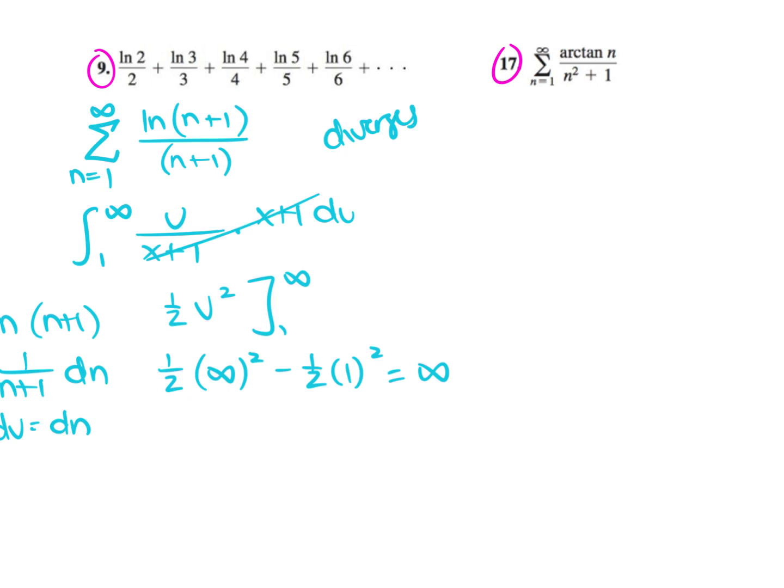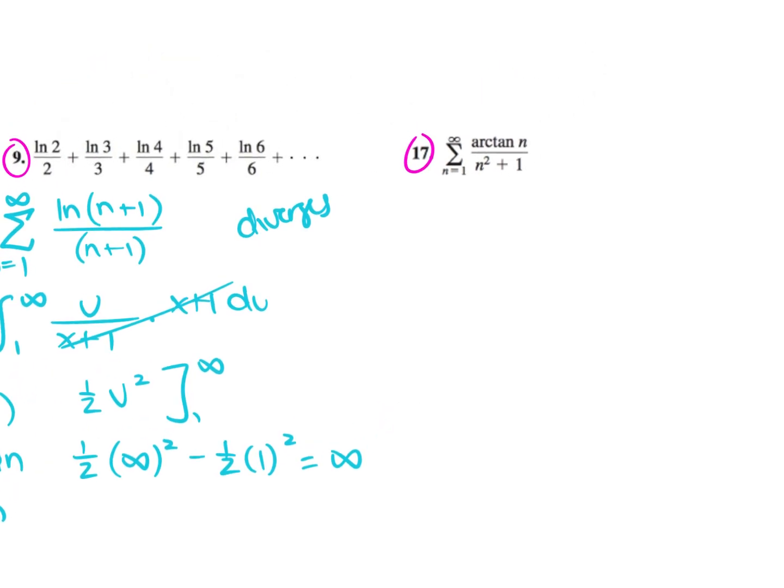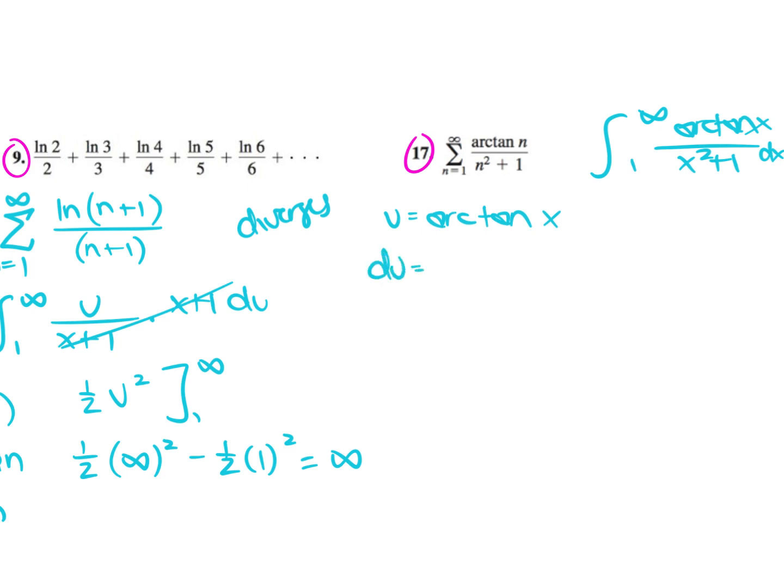But 17, integral test on that one. What's our u? Arctangent. If I make my u arctangent, I'm going to go to x's this time, because this is going to be the integral from 1 to infinity of arctangent x over x squared plus 1 dx. My du, what is the derivative of arctangent? 1 over x squared plus 1 dx.